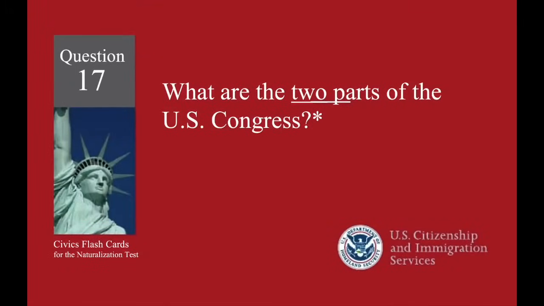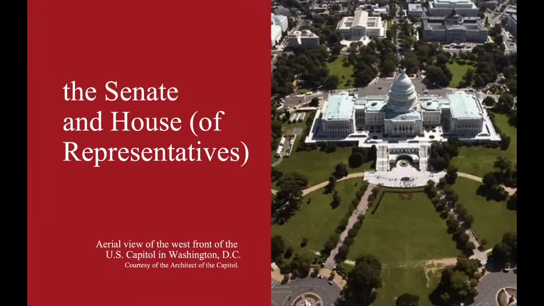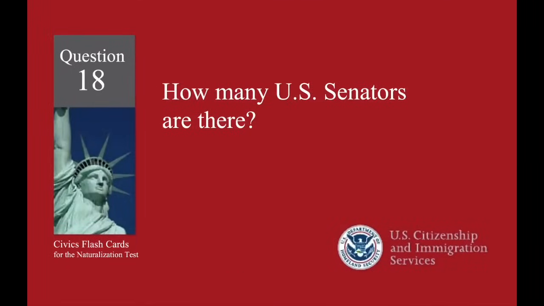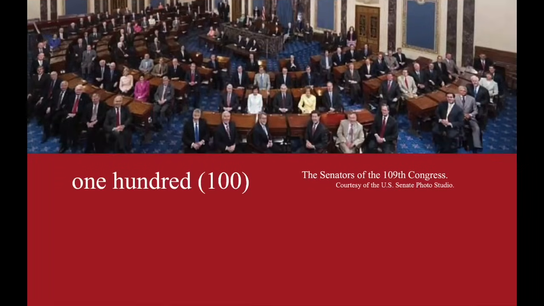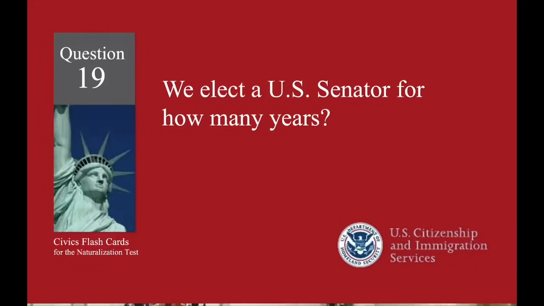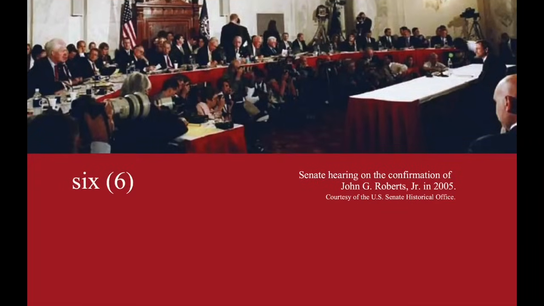What are the two parts of the U.S. Congress? The Senate and House. How many U.S. senators are there? 100. We elect a U.S. senator for how many years? 6 years.